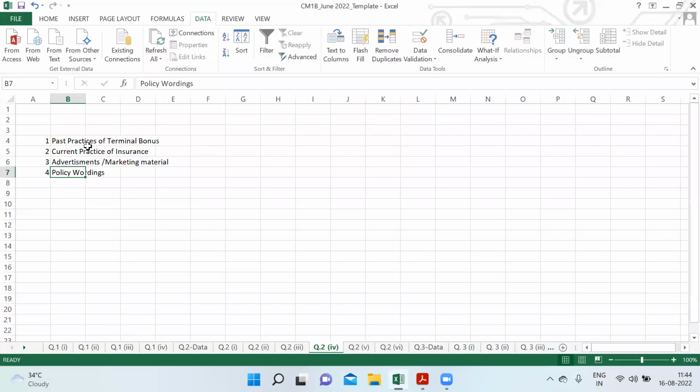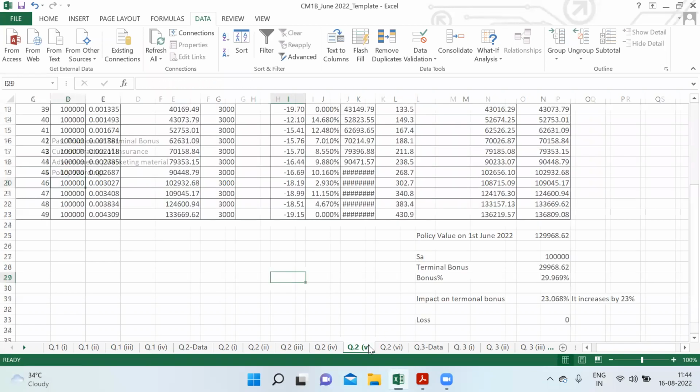Part 4 says list any 3 items which create PRE. So: past practices of terminal bonus, current practice of insurance, advertisements, policy wordings, and so on.